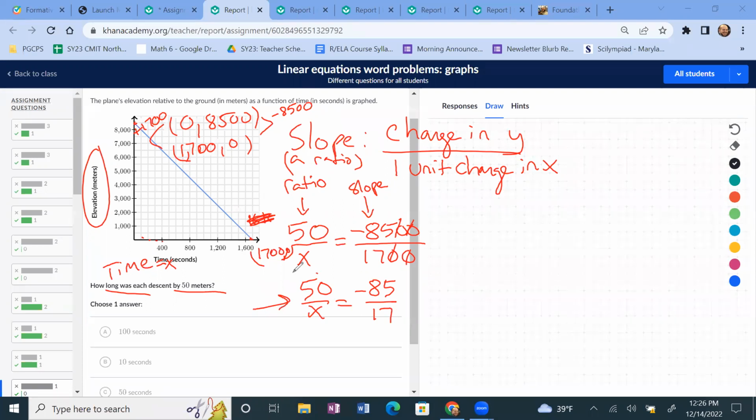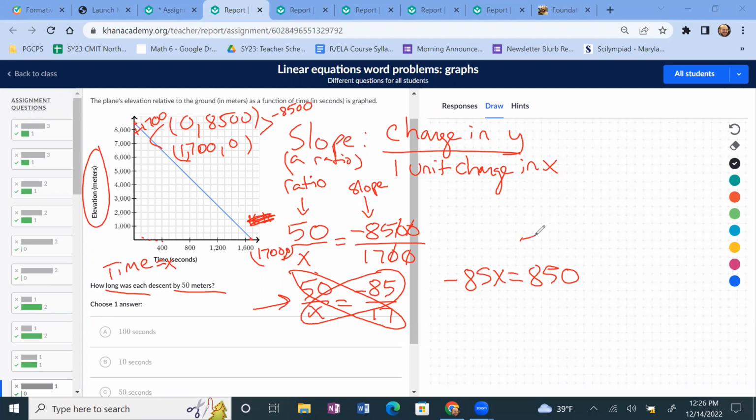So I multiply the 50 times 17, and I multiply the 85 times x, so we get negative 85x equals whatever 50 times 17 is. What is that? All right, I'm not pulling out a calculator. Okay, 85, oh, which was 50 times 17.